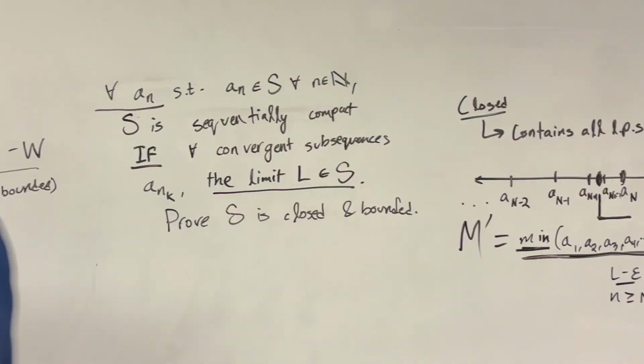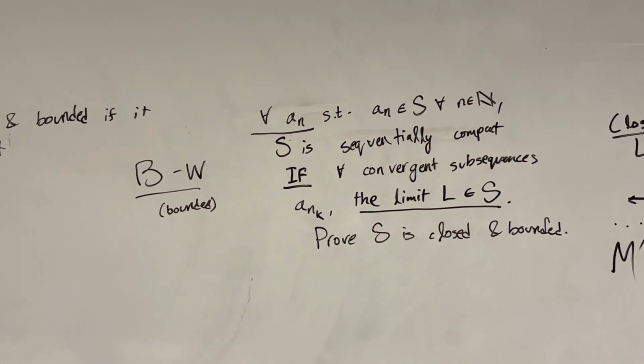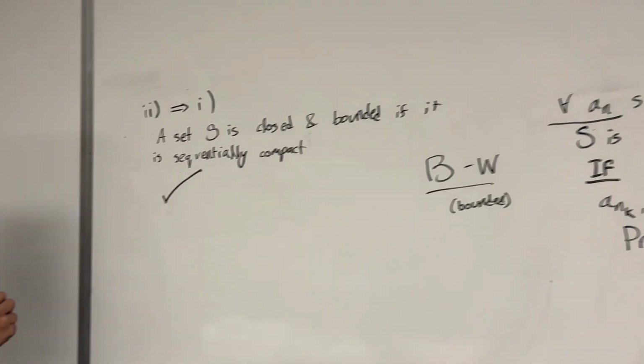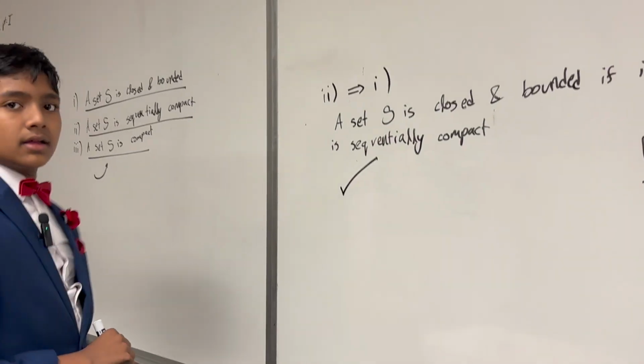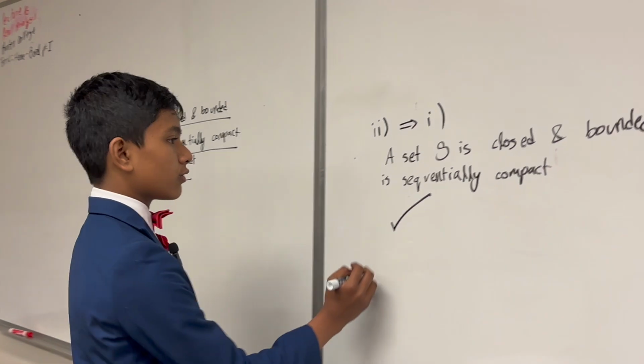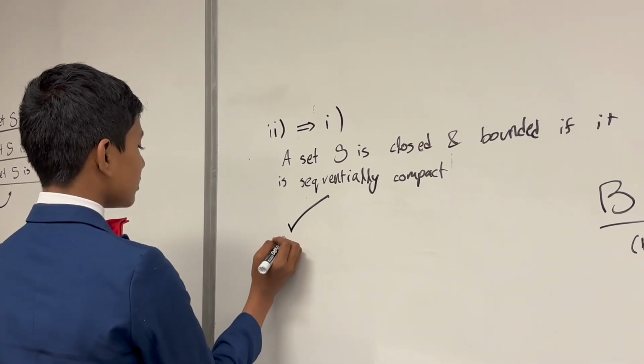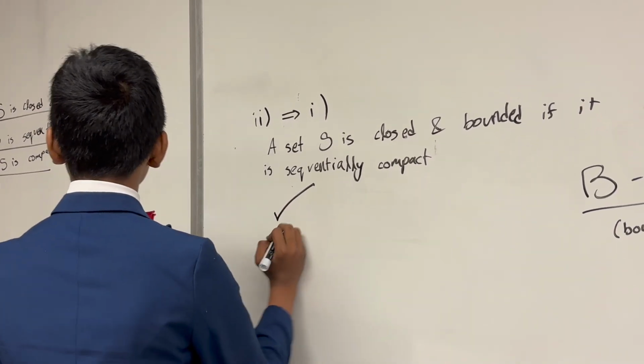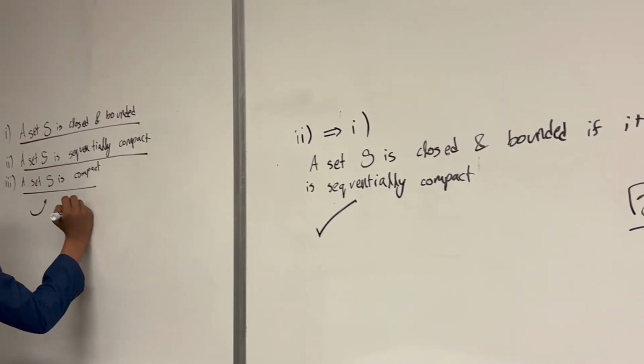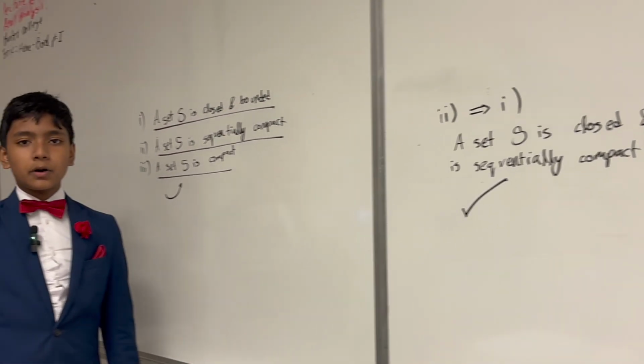So now we can show the set S is closed and bounded if it is sequentially compact. The parts only get harder from here, so this is the easiest one. Then we'll be moving on to showing that. Part 2, right? Yep. We'll be moving on to part 2 next time.